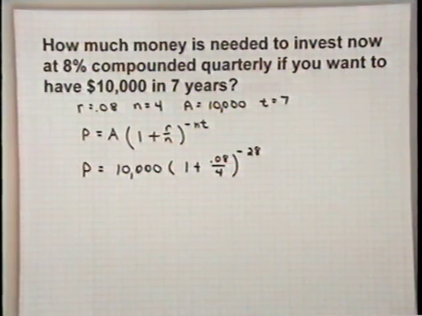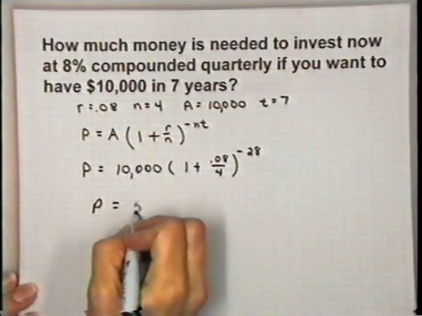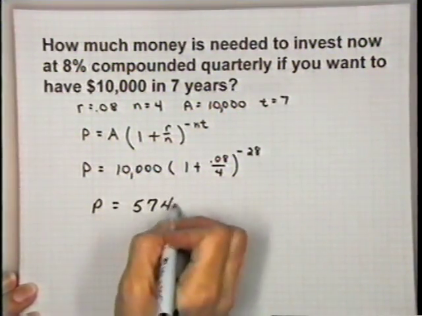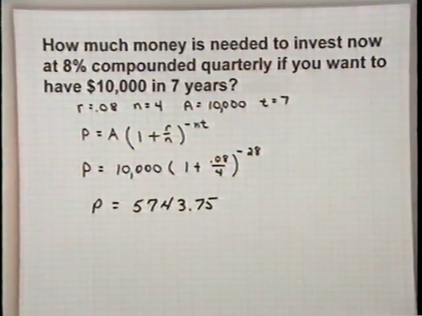Okay? Now, we can key this into our calculator. Let's put in our 10,000 times, I'm going to use a parenthesis here, 1 plus 0.08 divided by 4, close the parenthesis, go immediately to the exponent, x to the y, negative 28, and then hit equals to complete the calculation. And what I have here is $5,743.75 when I round off.